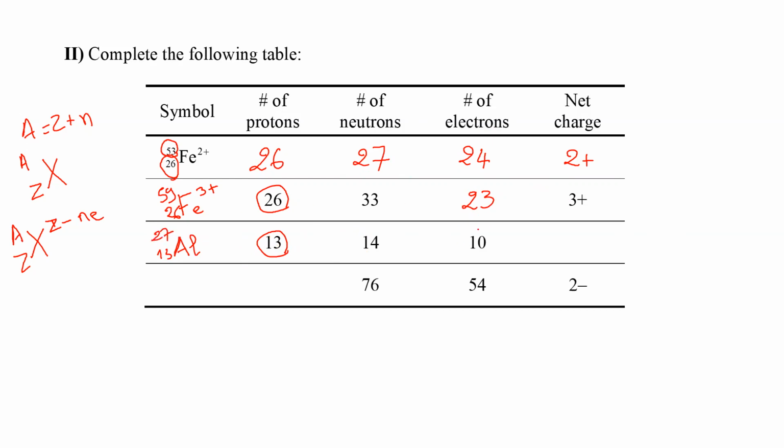And we have the number of electrons that is equal to 10. So 13 minus 10 will be equal to 3 plus. So we know that it's aluminum 3 plus.